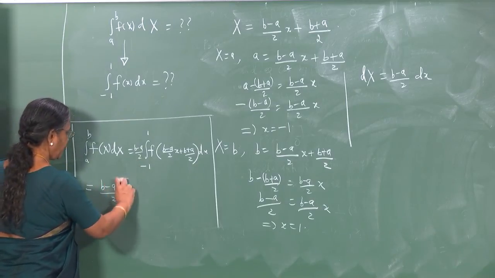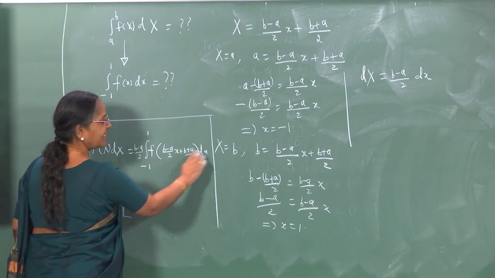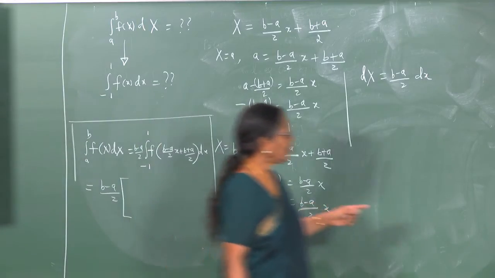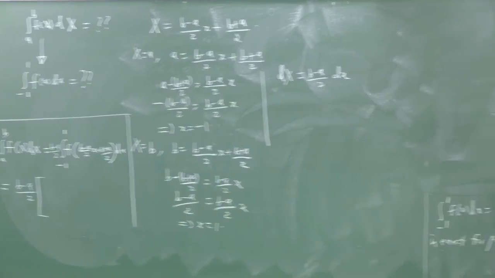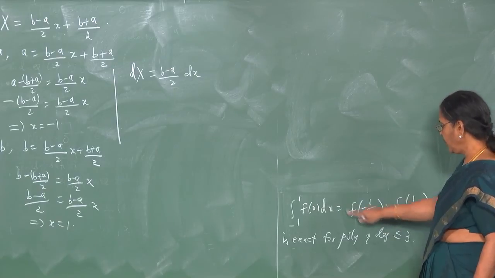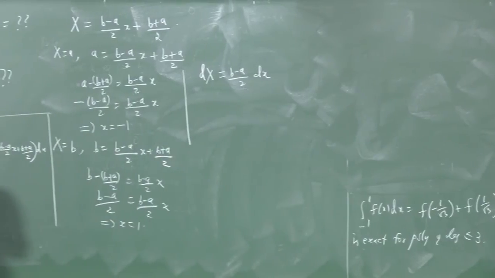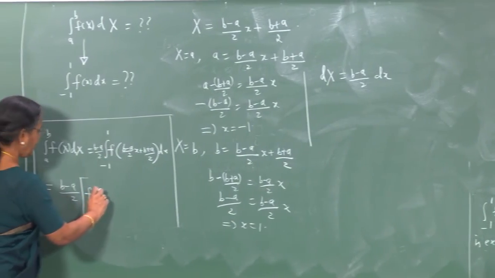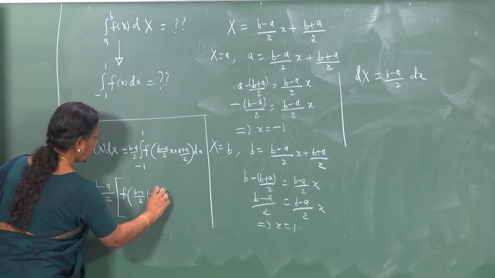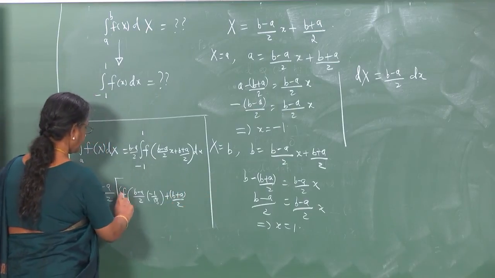B minus a by 2 into integral minus 1 to 1 f of this, integration with respect to x. So, that gives you, you should take the node at minus 1 by root 3. So, at x is equal to minus 1 by root 3, the function must be evaluated. So, that gives you this function evaluated at b minus a by 2 into minus 1 by root 3 plus b plus a by 2. That is the first term.